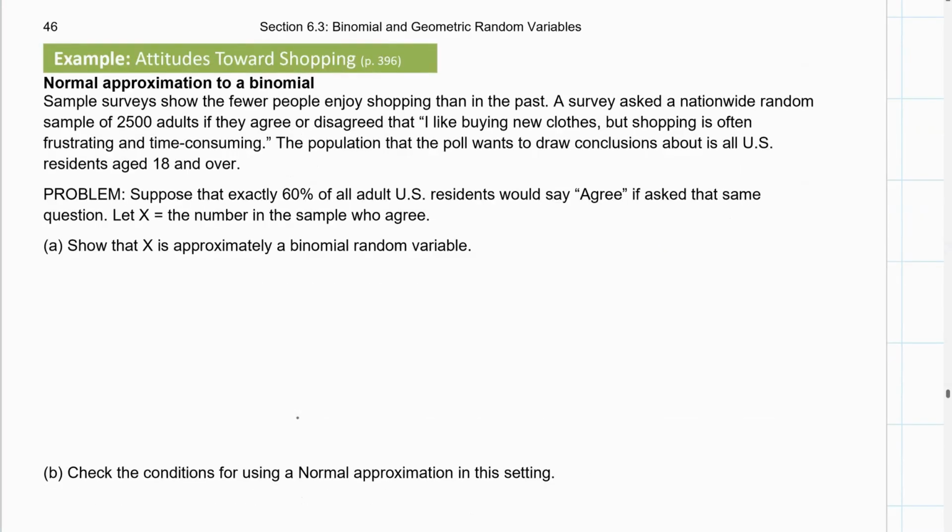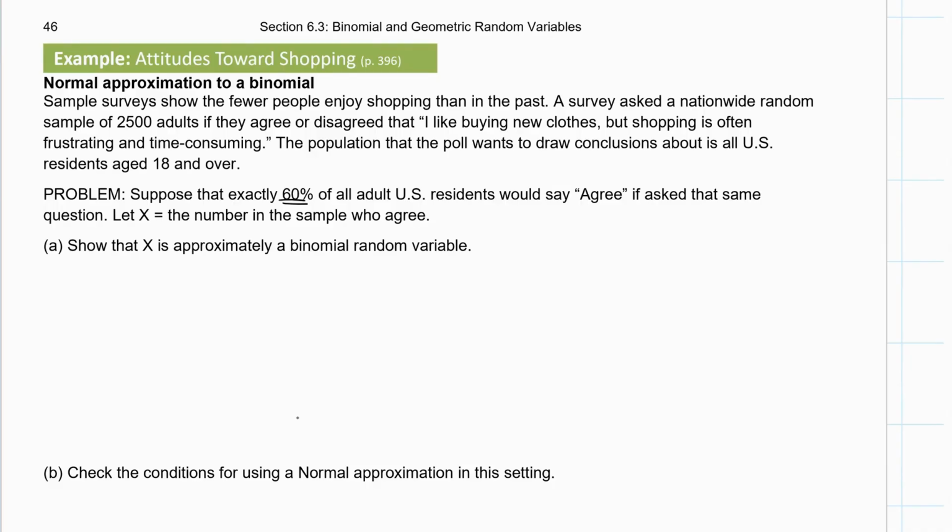All right. A sample survey shows that fewer people enjoy shopping than in the past. A survey asks a nationwide random sample of 2,500 adults if they agree or disagree with the statement, "I like buying new clothes, but shopping is often frustrating and time consuming." The population that the poll wants to draw conclusions about is residents 18 and over. Suppose that exactly 60% would agree to that statement. Let's see about using our newfound skills.